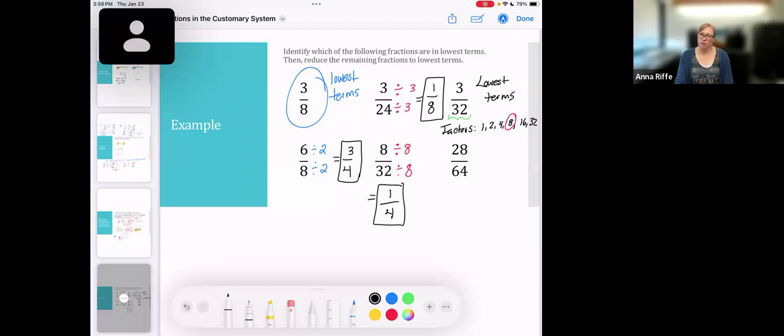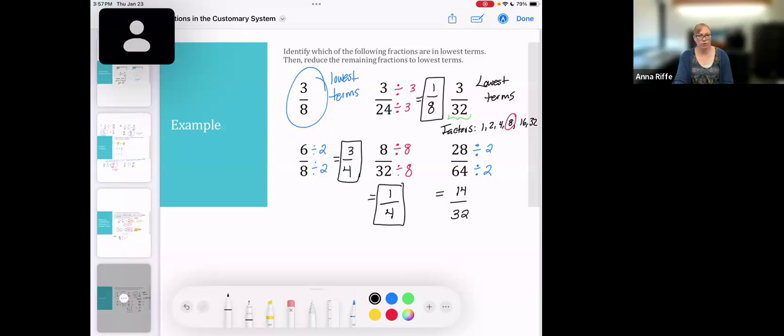Okay. One more. Let's do 28/64. Those are not numbers that are as common. I don't use them as often, but I am noting that both numbers are even. So I'm just going to start by dividing the numerator and the denominator by 2. Let's just do that first reduction step and see what it gives us. 28 divided by 2 is 14. 64 divided by 2 is 32. Great.